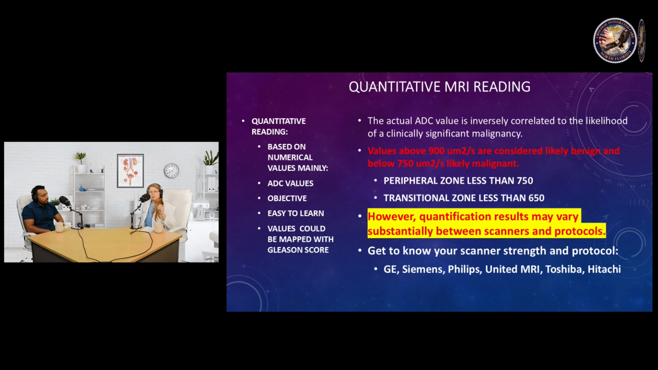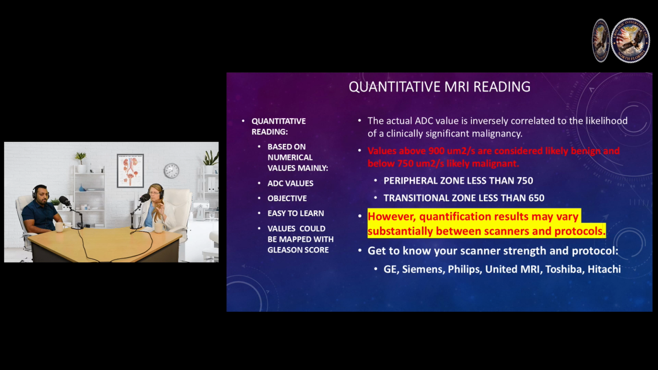But the actual ADC value, which is what I mainly use when I approach my MRIs, is inversely correlated to the likelihood of clinically significant cancer. And ballpark, and this is ballpark, values above 900 micrometers squared per second are considered likely benign, and below 750 micrometers squared per second is likely malignant. And peripheral zones are different from transitional zones. So less than 750 in the peripheral zone, possibly cancer. Less than 650 in the transitional zone, possibly cancer.